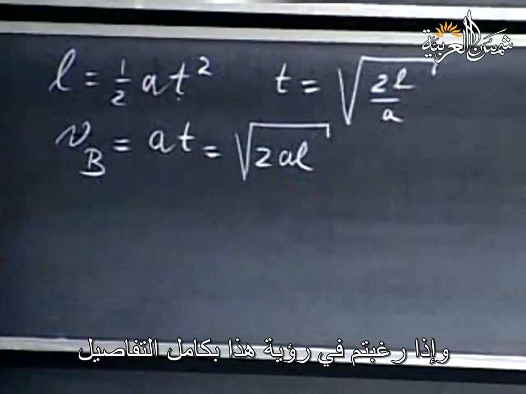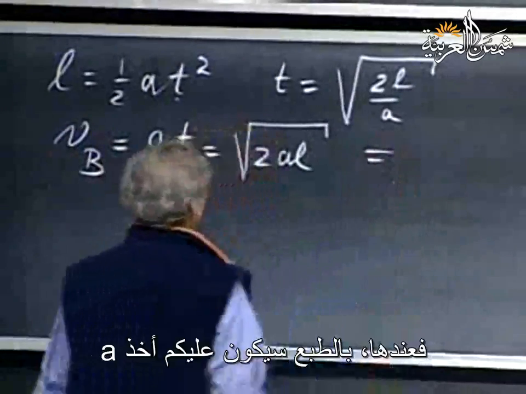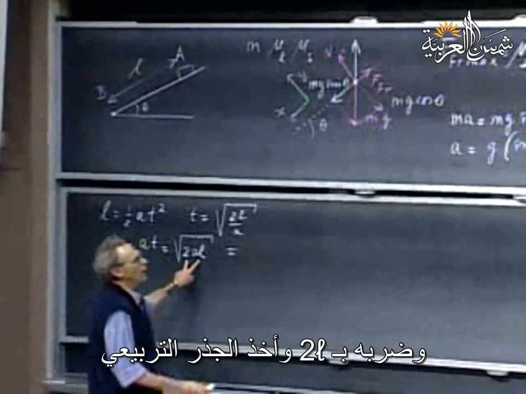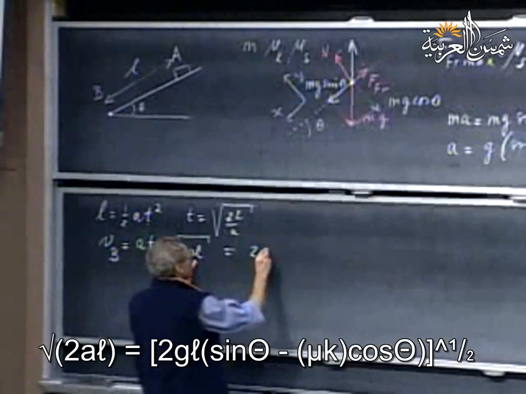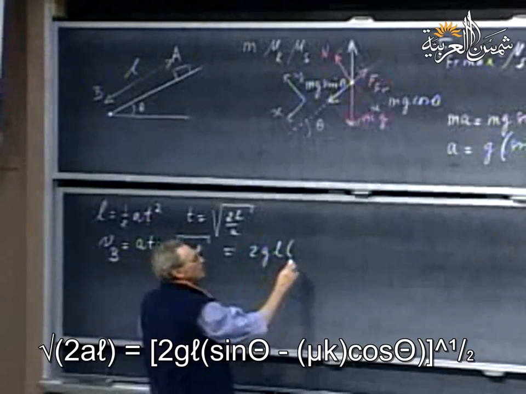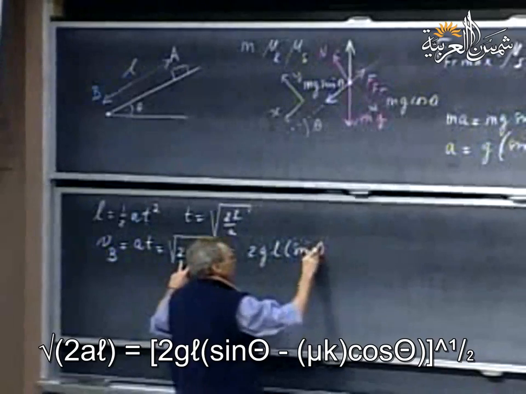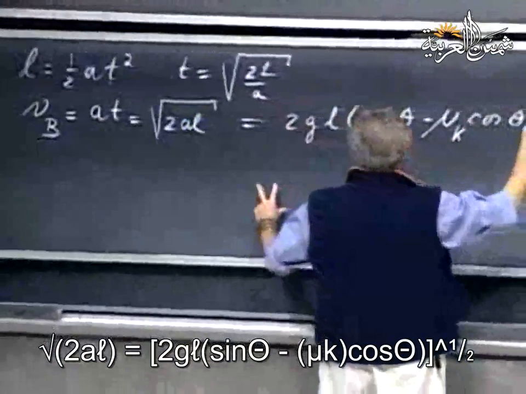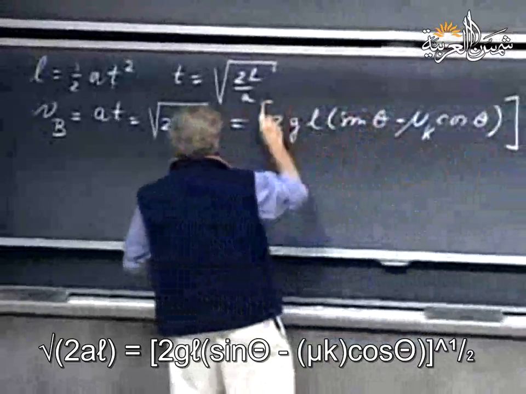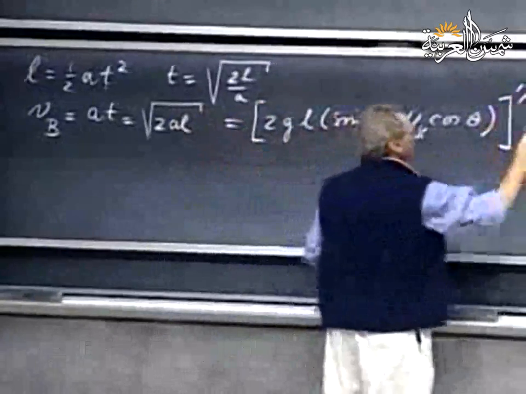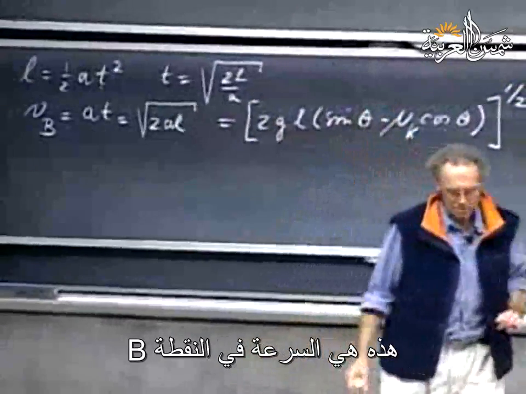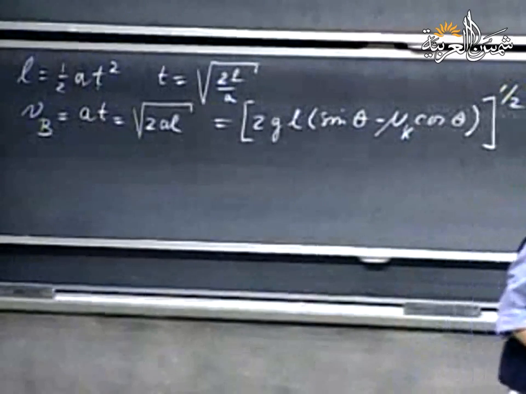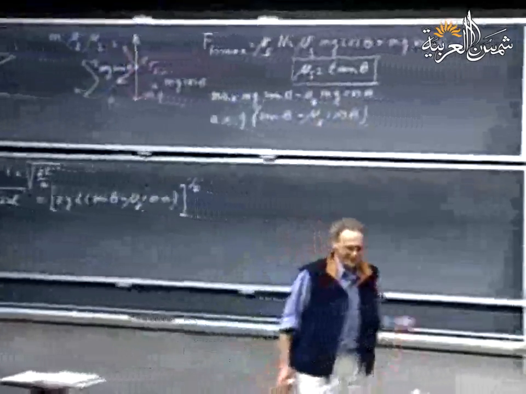And if you want to see that in all glorious detail, then of course you'll have to take that a and multiply it by 2L and take the square root. So we get 2gL times the sine of theta minus mu k times the cosine of theta, and the whole thing to the power 1/2. That is the speed at point B. I, however, would not do it that way. I don't find it very elegant.